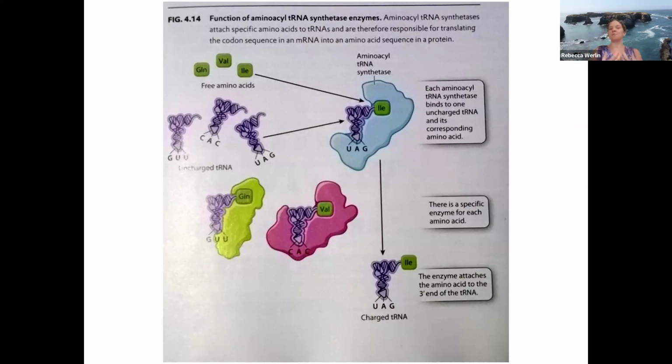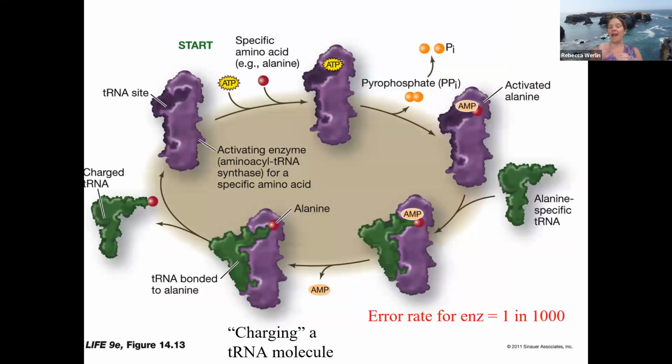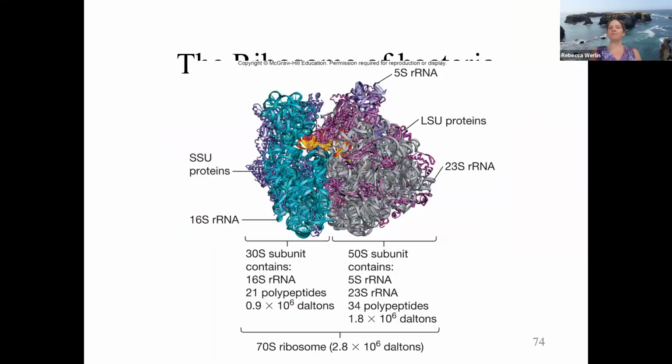Or the pink one that's specific for valine. Oh, you have a CAC anticodon. You are the correct transfer RNA. I will add a valine residue to you. And so every single enzyme has that little specific area that's ensuring that the right anticodon is entering, and thus the right transfer RNA has the right amino acid added to it. And then the ribosome is going to do much of the rest of the work.